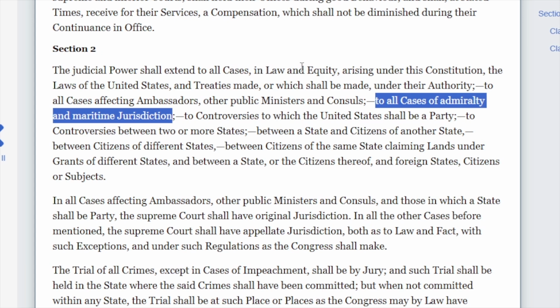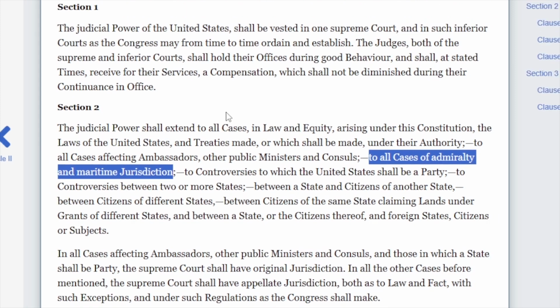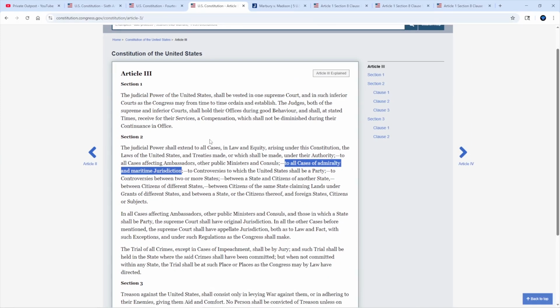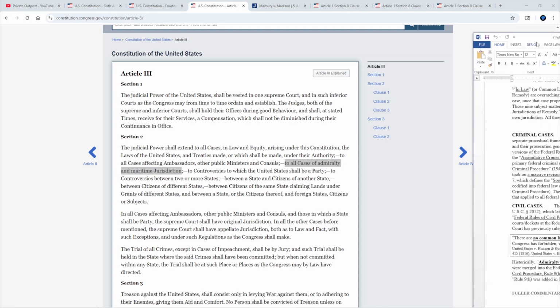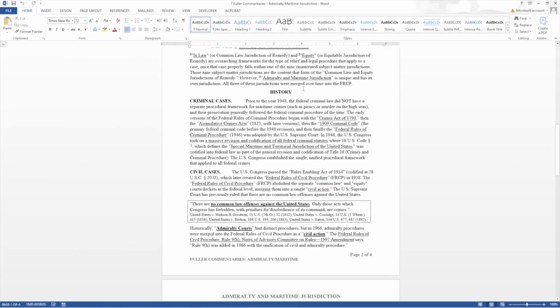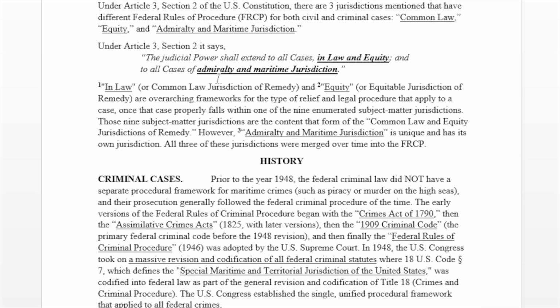Of course, these top 2 here apply to civil cases. This is where we get into criminal cases when it comes to admiralty. However, admiralty did merge into the civil procedures as well. I'm going to go over that now, and this is about 2 paragraphs long, so bear with me. I'm actually going to show you what I'm reading here in the fuller commentaries. This right here are the 2 paragraphs we're going to go over. So we can talk about criminal cases and a very brief history of admiralty and maritime.